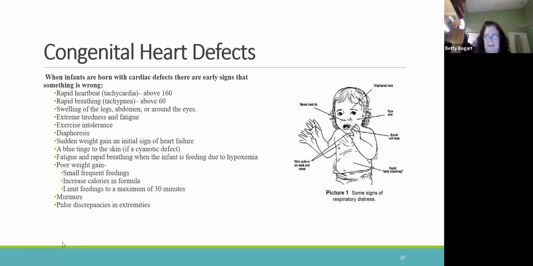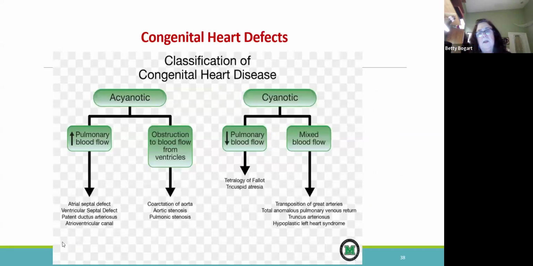If you don't have pulses, that's coarctation of the aorta. Remember, no pulses down, and up above, they are 3+ bounding because all the blood goes up, it can't go down. There's a kink in the hose. This is all of your types of congenital heart defects.